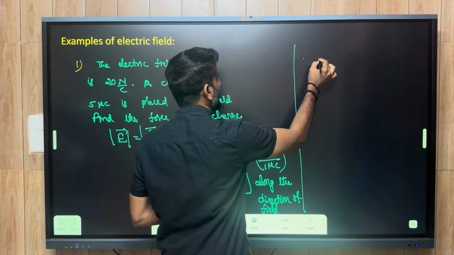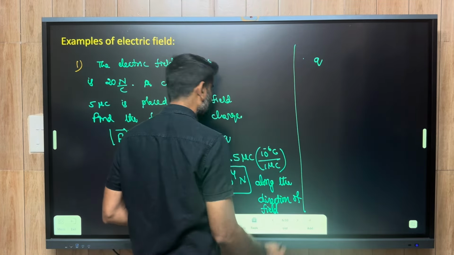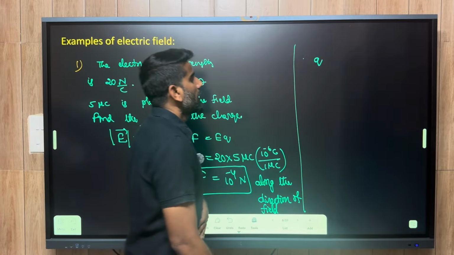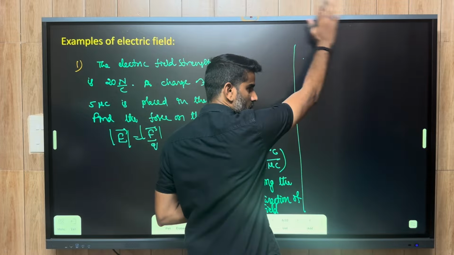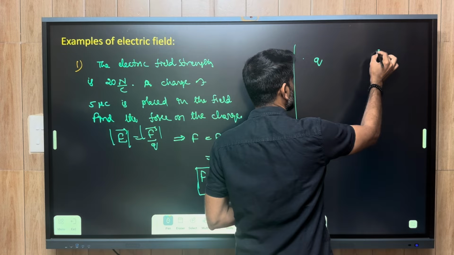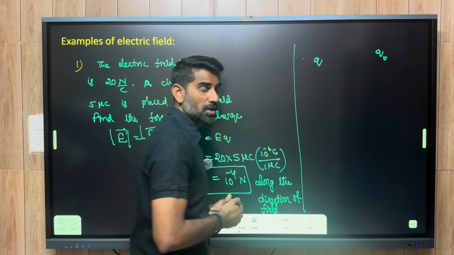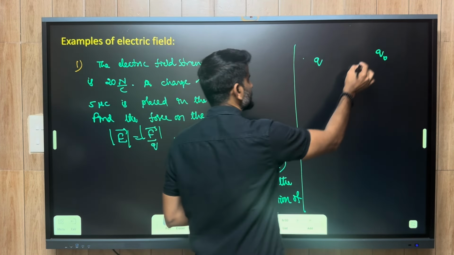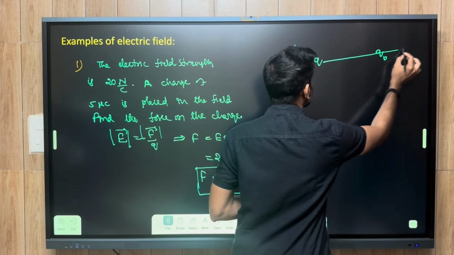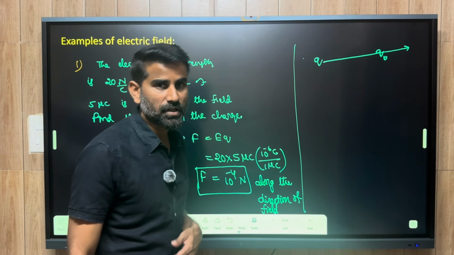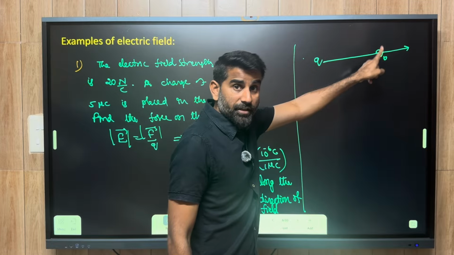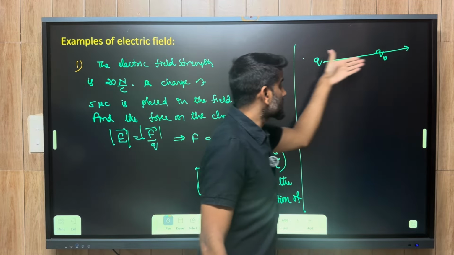Okay. Now let's say electric field. I've taken a charge Q, and the field exists all around this charge. Now I've taken another point charge, Q0, and placed it somewhere here. Now the force between the two is repulsive. Now this Q0 experiences the force in the direction of the field.